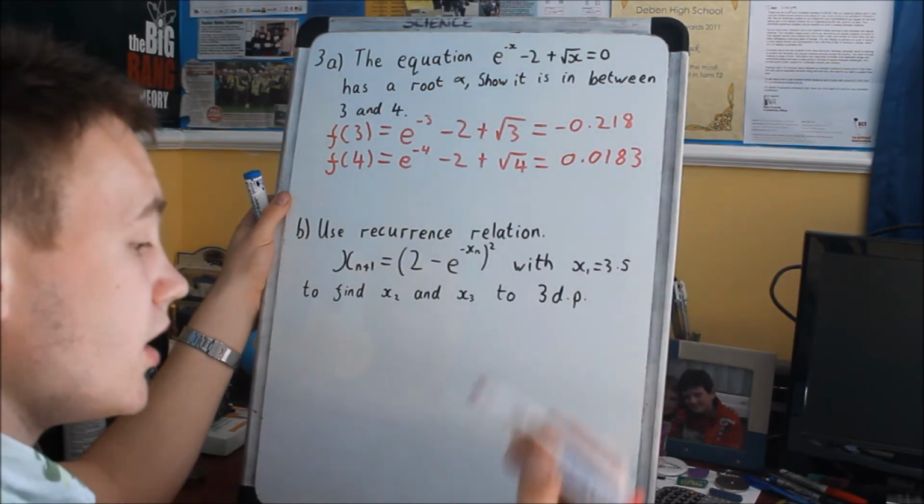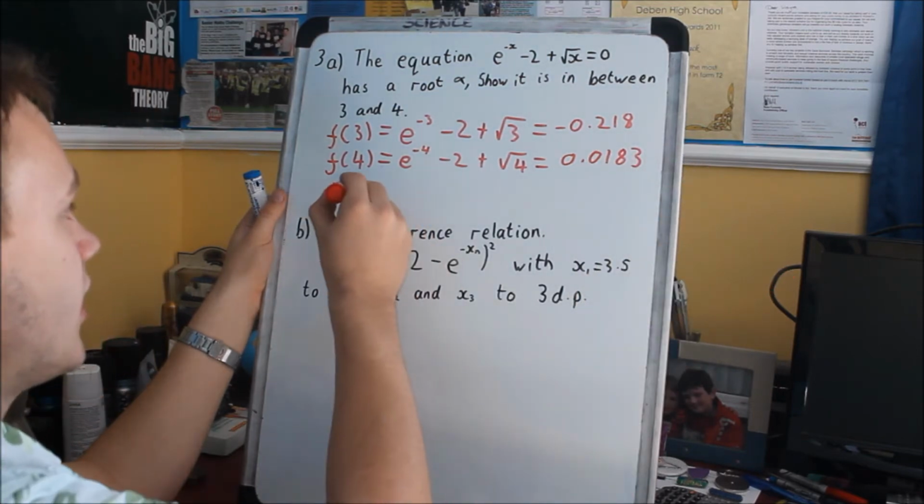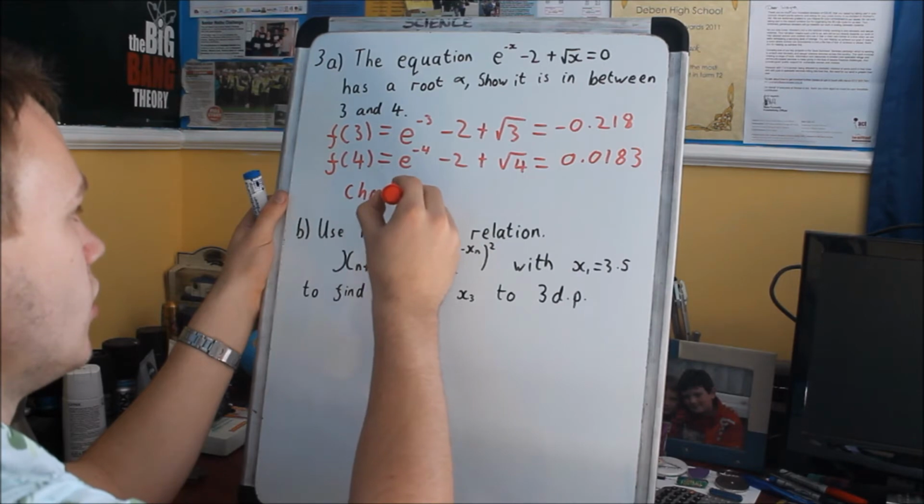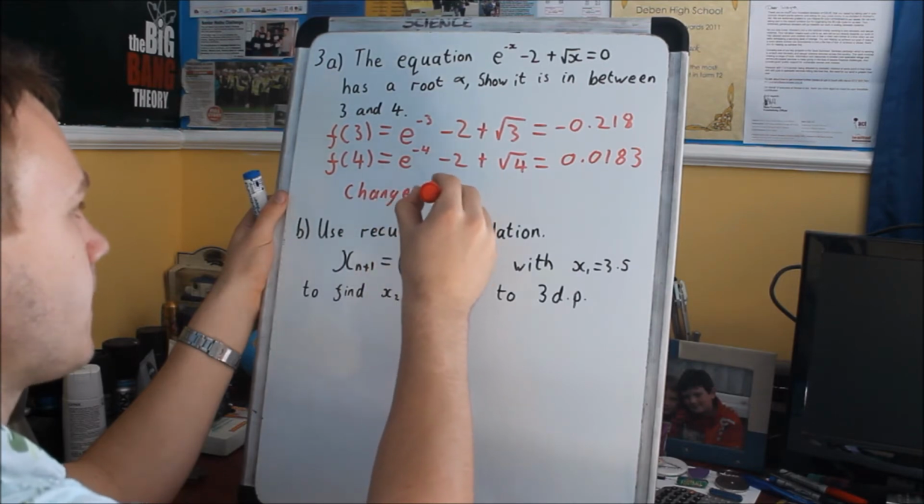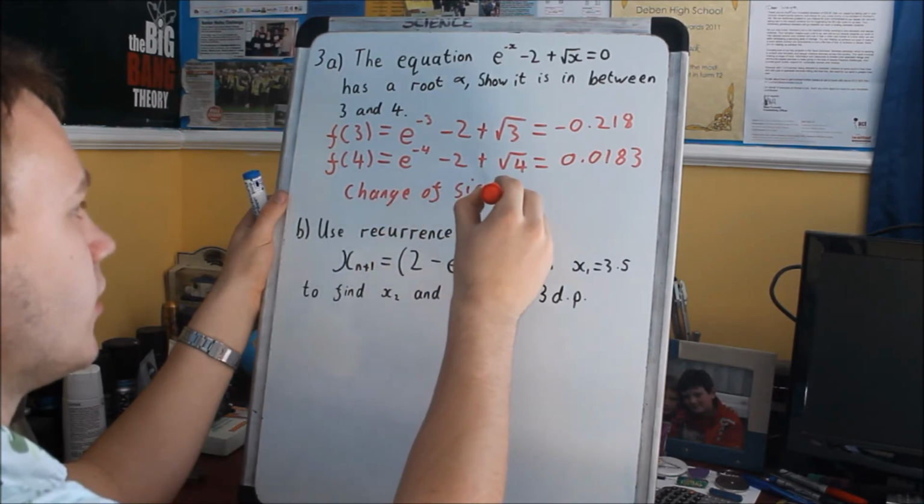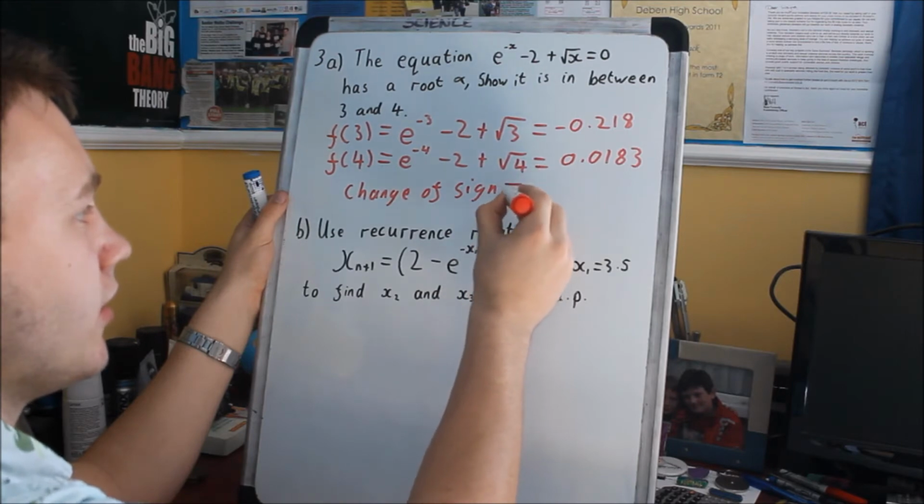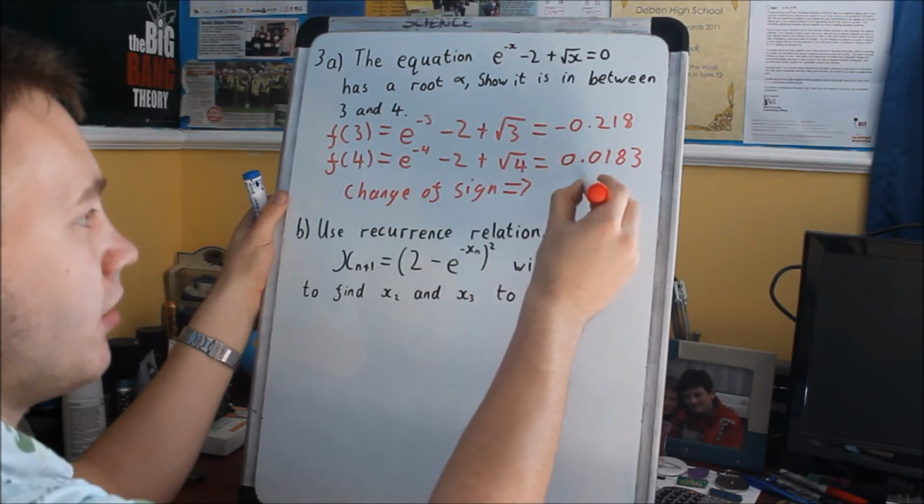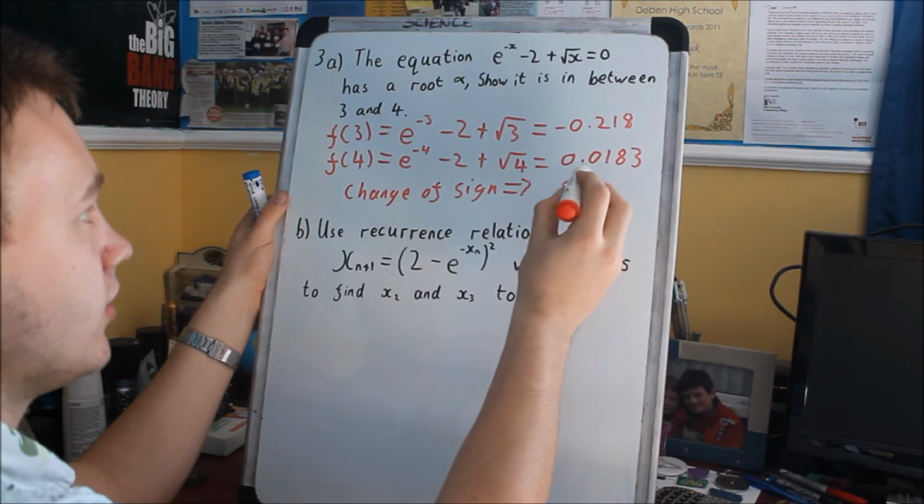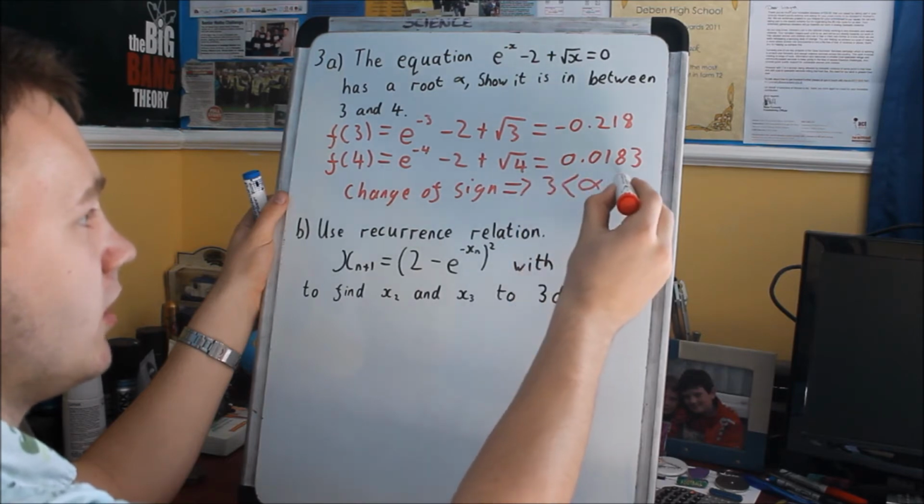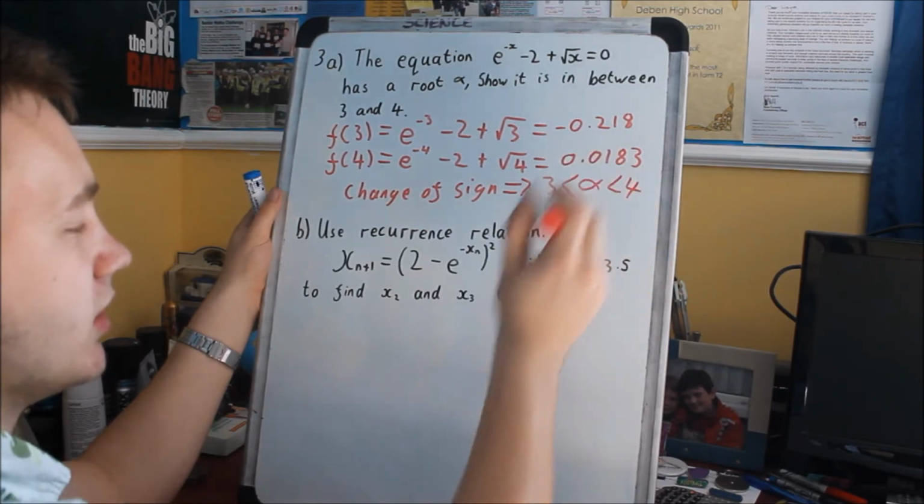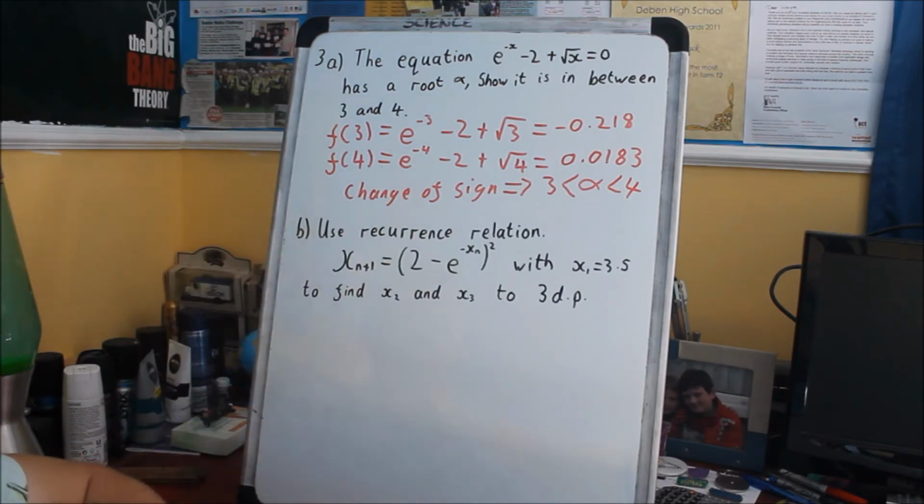0.0183. So to finish it off and get the next mark, as always, we say change of sign, as it's changed from negative to positive. This implies, and then we put alpha in between the two values because it's somewhere between 3 and 4, so there's change of sign. And that's all the marks for that question, and it comes up all the time.